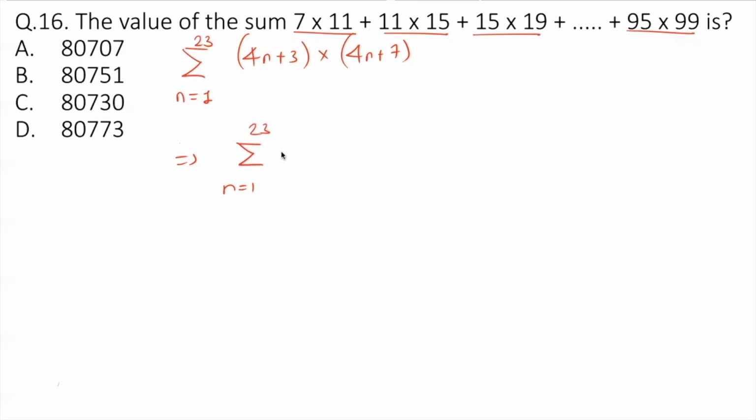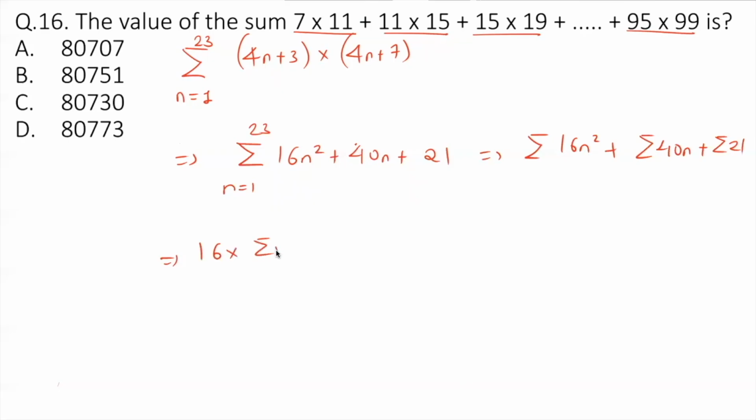Multiply these two. Okay, open the brackets. You will have 16n square plus 7 4s are 28 plus 3 4s are 12, 40n, plus 7 3s are 21. So summation of 16n square plus 40n plus 21. This can be further written as summation of 16n square plus summation of 40n plus summation 21. Now, summation of 16n square, you can take 16 outside, guys. You will have summation of n square, plus take 40 outside, summation n, plus summation 21 will be 21 outside, summation of 1, right?